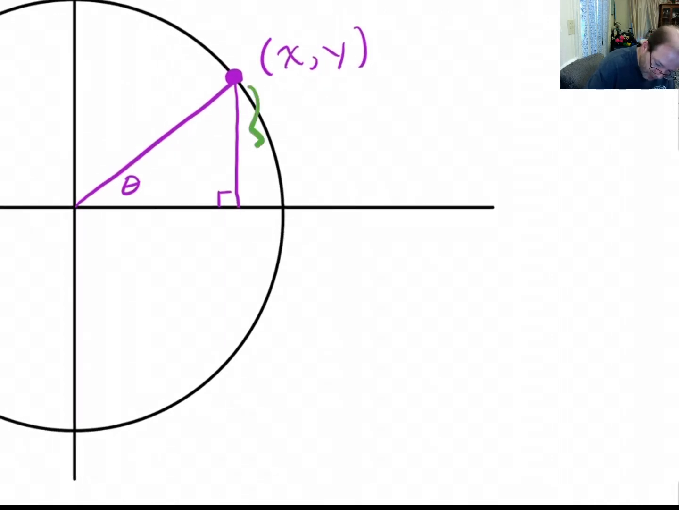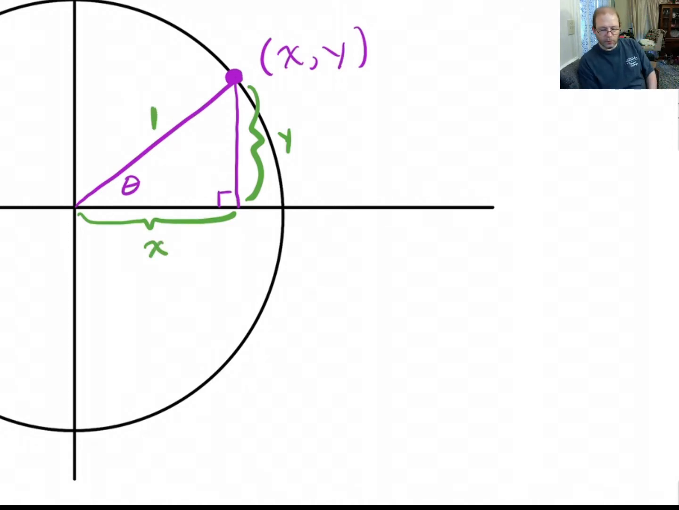So let's look at this. This distance here is y. This distance here is x. And the radius here is 1. So if you look at this, the Pythagorean theorem gives you x squared plus y squared equals 1. And that's also the equation of the circle.